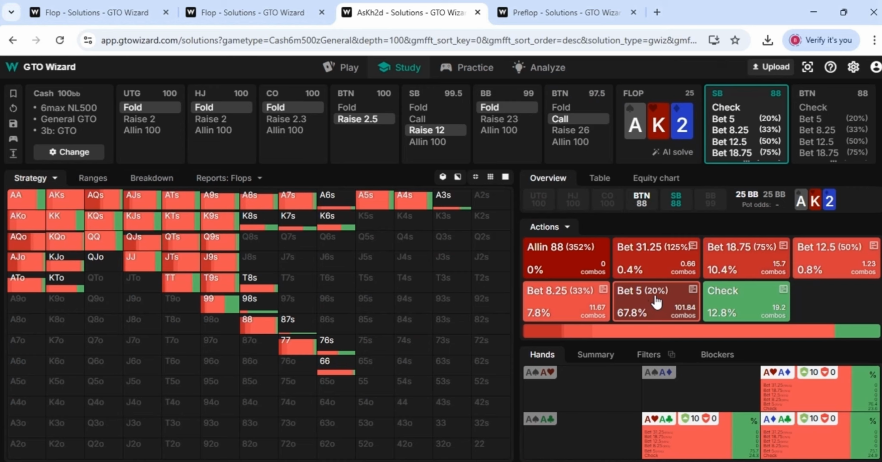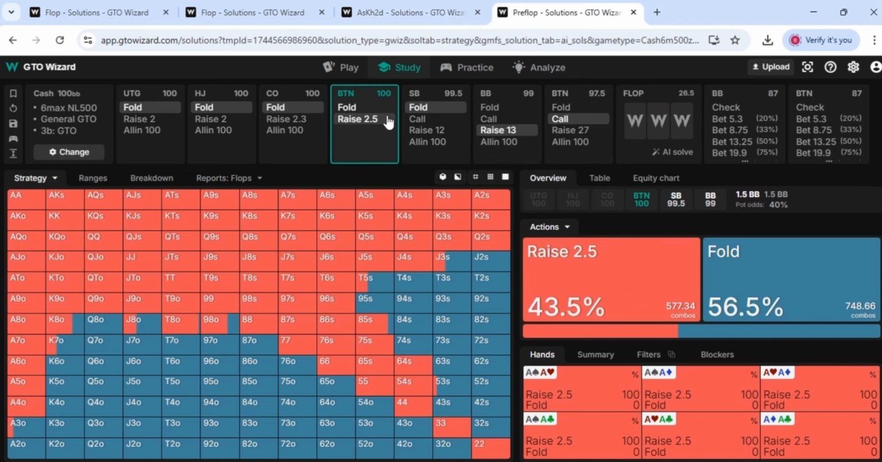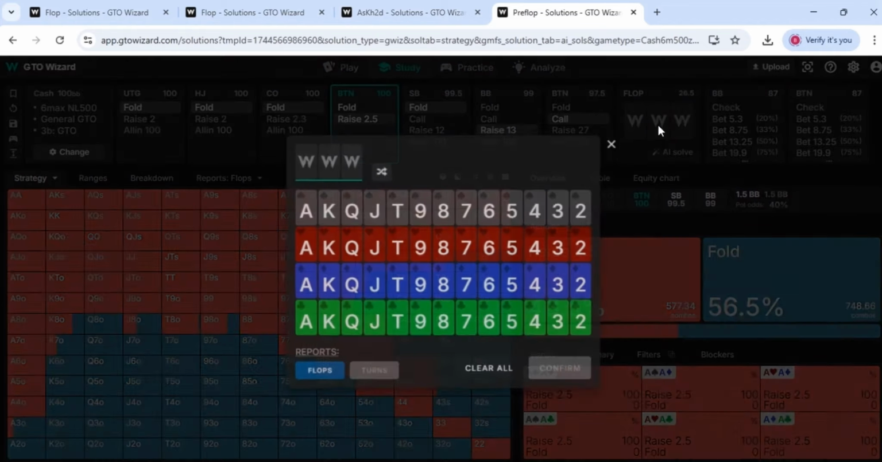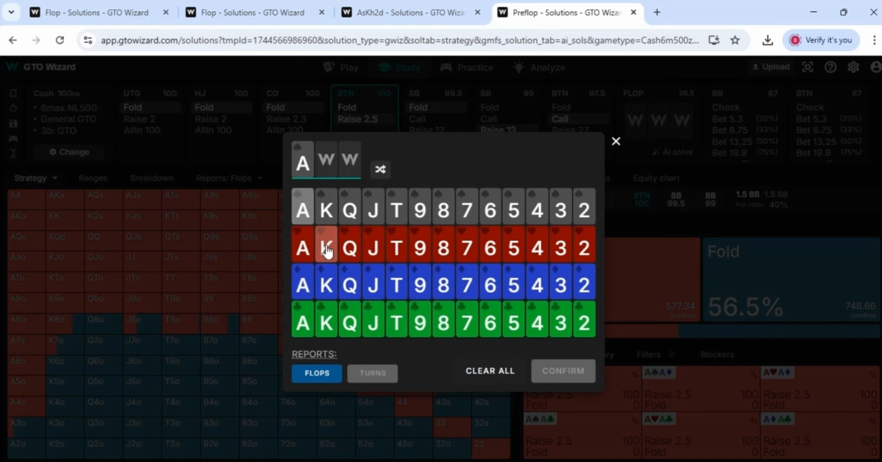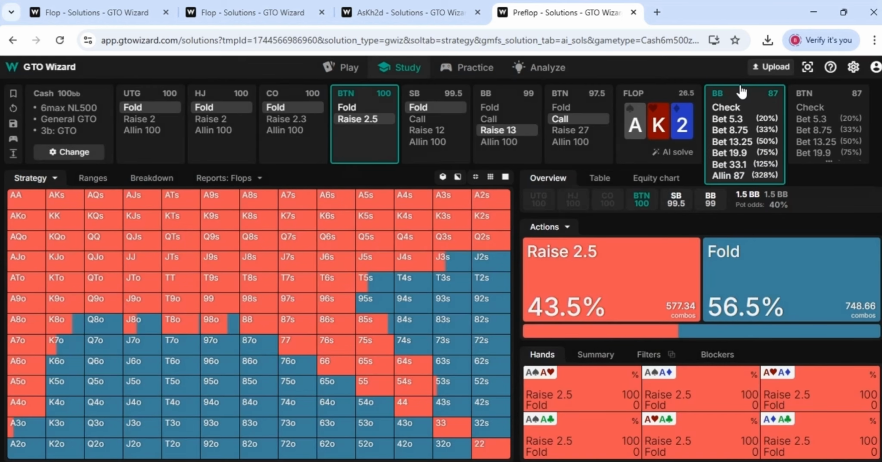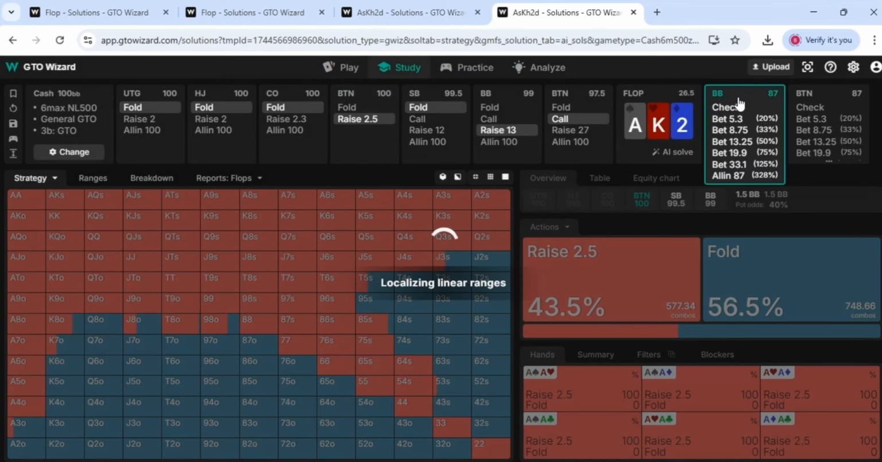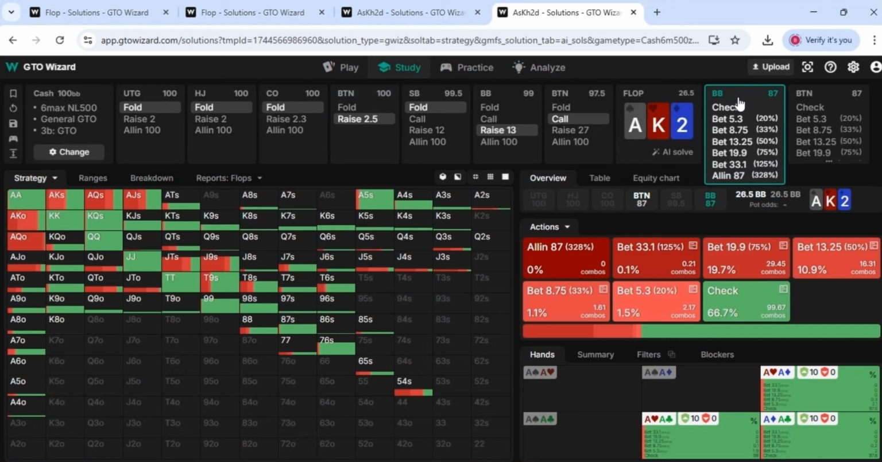But what happens if all I do is change the small blind to a big blind 3-bet? What do you think is going to happen to the flop strategy? Are we still ranging? Well, let's find out. Let's go to a button RFI. Now I'm going to 3-bet from the big blind, and I'm going to put the same exact board: ace of spades, king of hearts, 2 of diamonds. Now watch what happens to the flop strategy from the big blind. Now, instead of ranging, you're mostly checking, and you're almost never using small sizing.